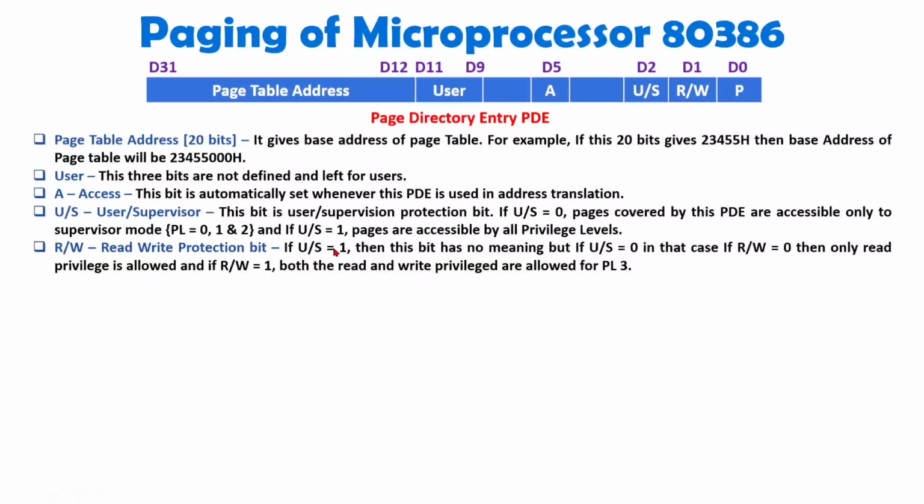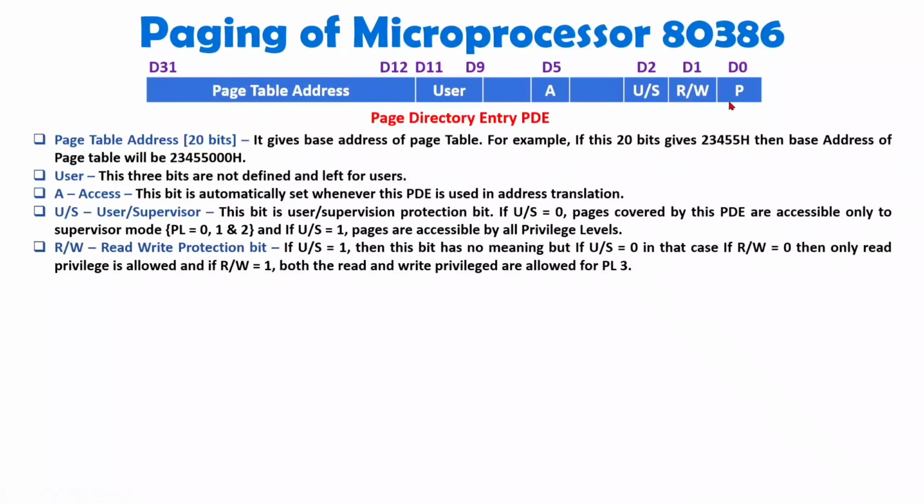If US is equal to 1, then this bit has no meaning, right? But if US is equal to 0, in that case, my dear students, you will have to check the value of RW. If RW is 0, then only read privilege is allowed, and if RW is 1, then both read and write privilege are allowed for PL3, right? So privilege level 3 can access it by reading only, it cannot write it. If RW is 0, read privilege is allowed, but if RW is 1, read and write both are allowed for PL3.